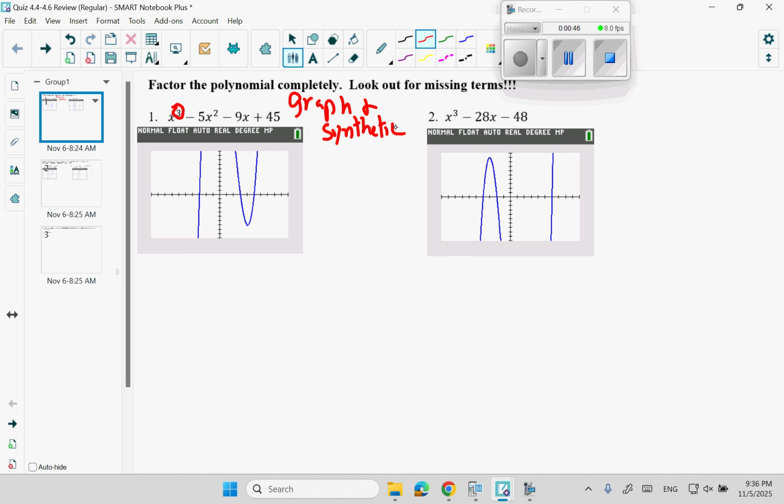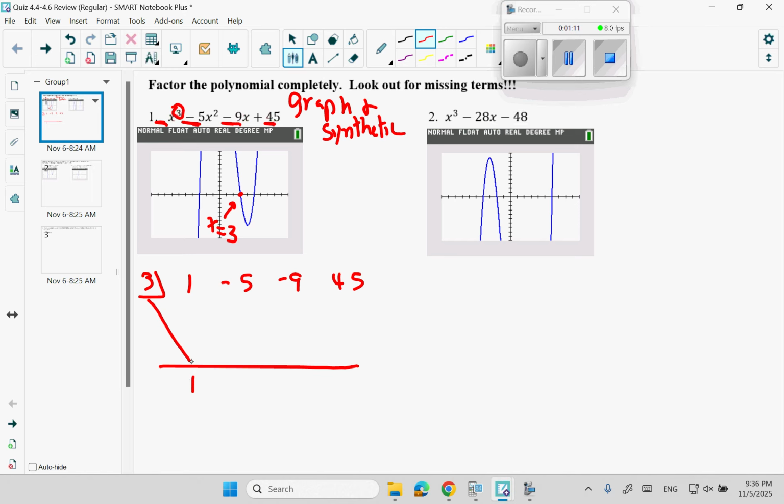For the sake of argument, let's say we're going to use x equals 3. 3 is going to go in my synthetic division box, and I can look at my polynomial, my coefficients. Am I skipping any levels? Nope. So I'm going to get 1, -5, -9, and 45. Then from there, drop the 1.